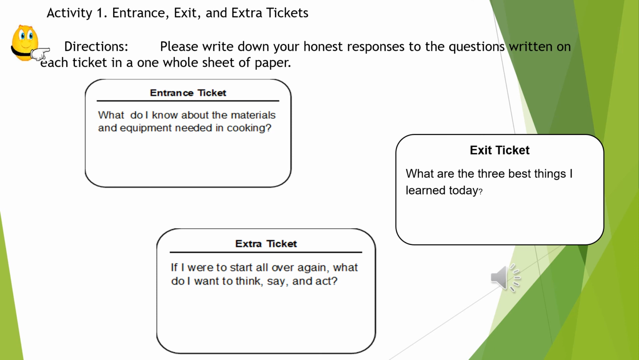Your first ticket is the entrance ticket. What do I know about the materials and equipment needed in cooking? The second ticket is the exit ticket. What are the 3 best things I learned today? And your other ticket is the extra ticket. If I were to start all over again, what do I want to think, say, and act?